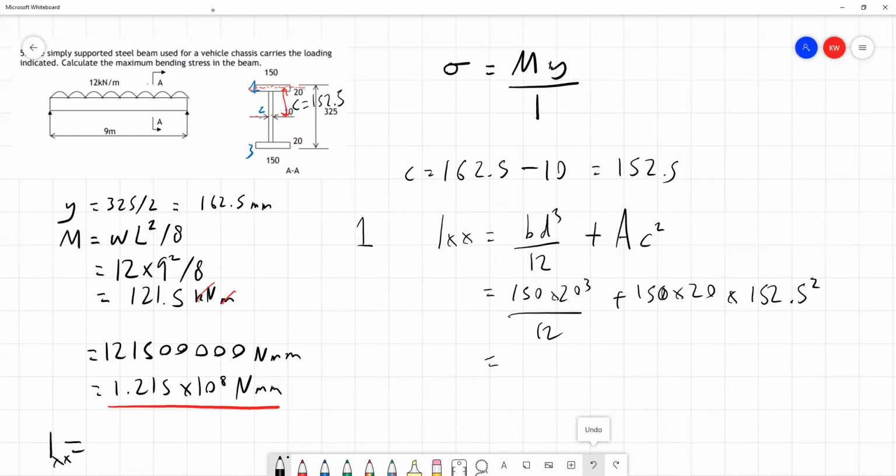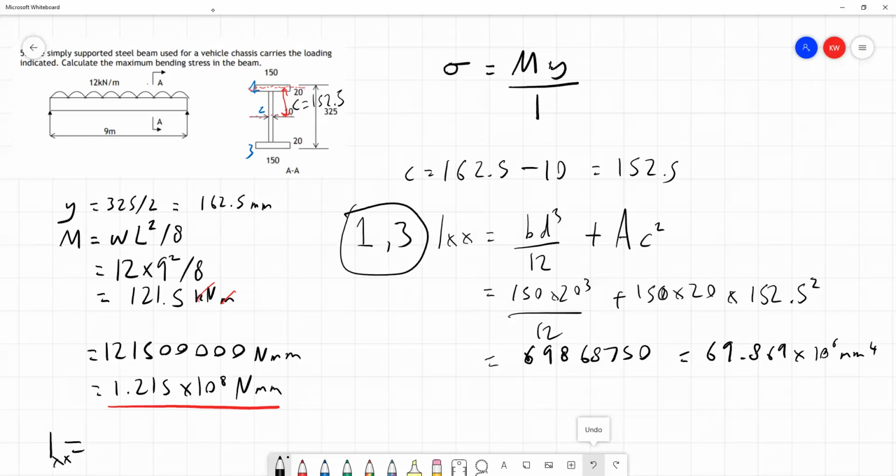This gives us 6986850. I'll write this a bit tidier in scientific notation: 69.869 times 10 to the 6. Again, our units are millimeters to the power 4 for this. So that's for rectangles 1 and 3. So 1 and 3 both have the same second moment of area.